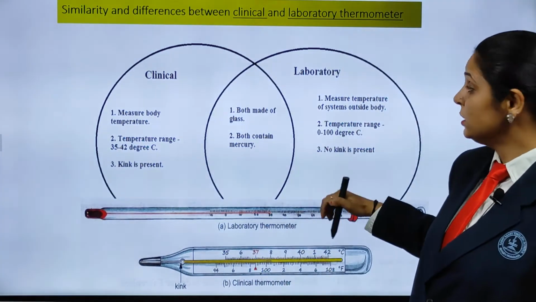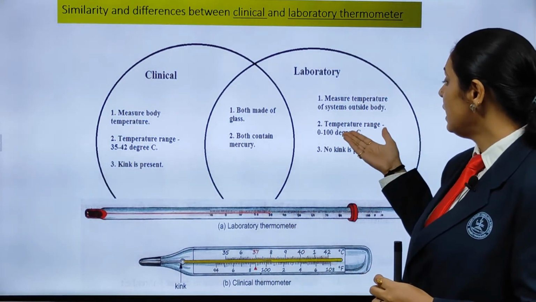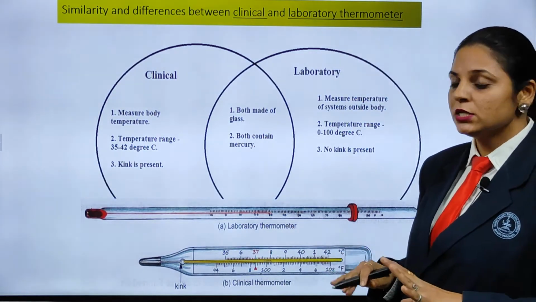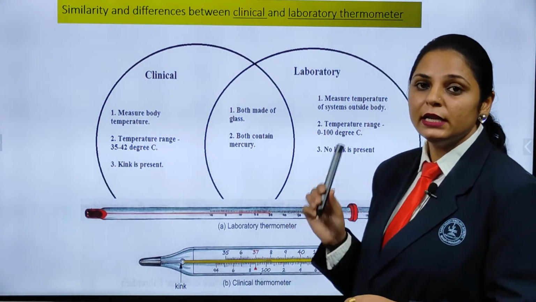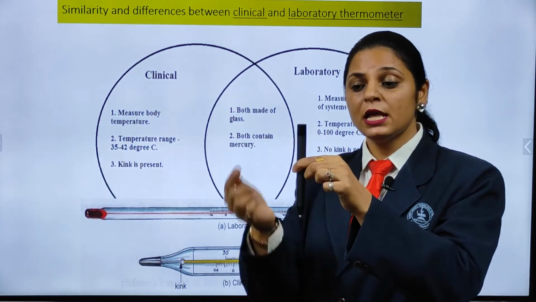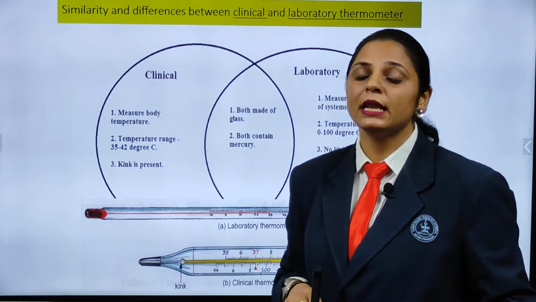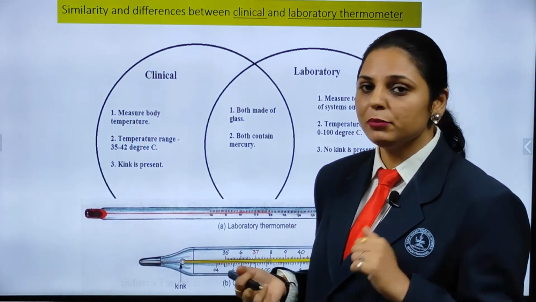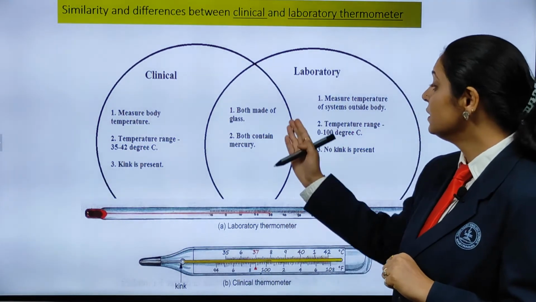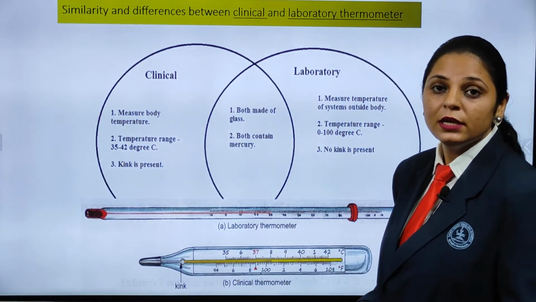The laboratory thermometer is used to measure systems outside the body or any substance, and the temperature range is 0 to 100 degree, and no kink is present. That's why, when you measure with a laboratory thermometer, you must hang it within that substance and note the reading at that particular point. If you take it out, it will drop down the scale and will not give you a proper temperature reading. And both have a similarity. Any guesses? They are both made of glass, and secondly, they both contain mercury, which is a toxic substance.